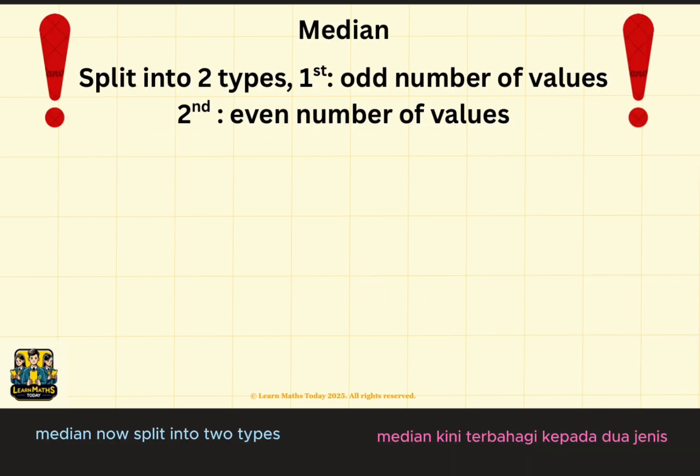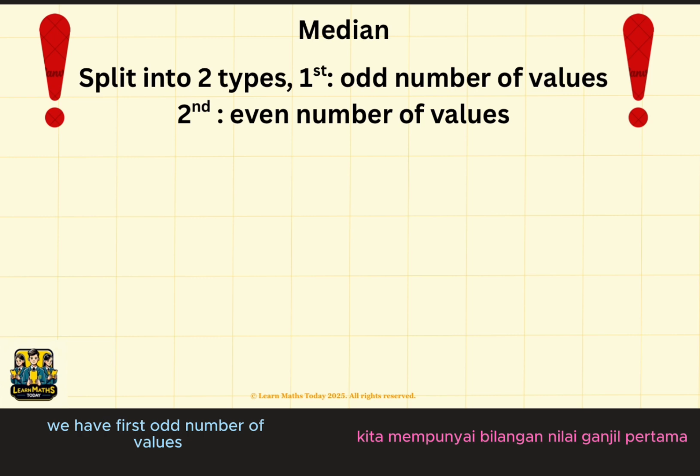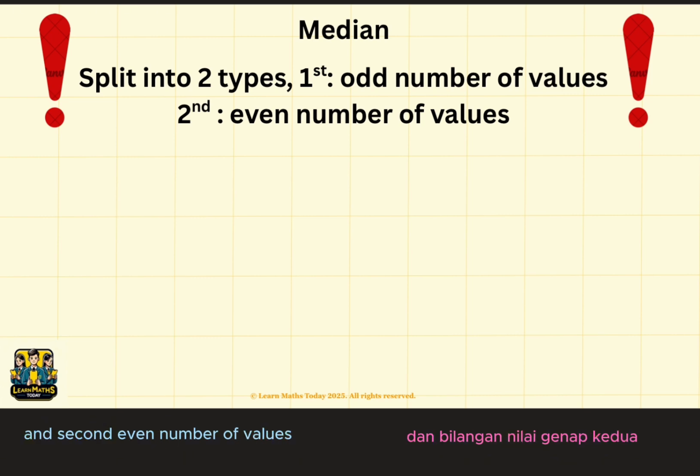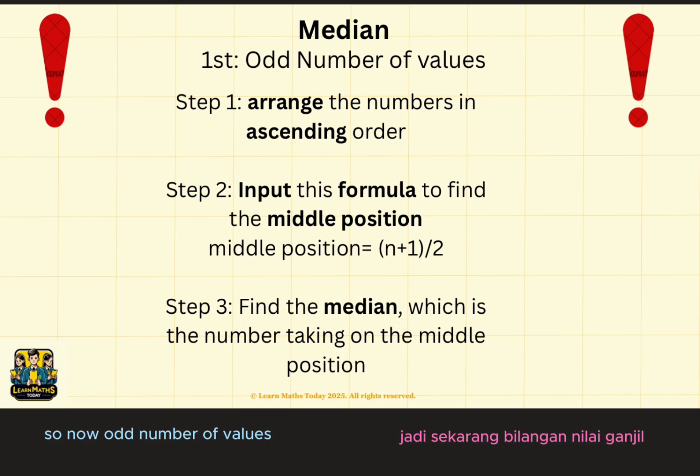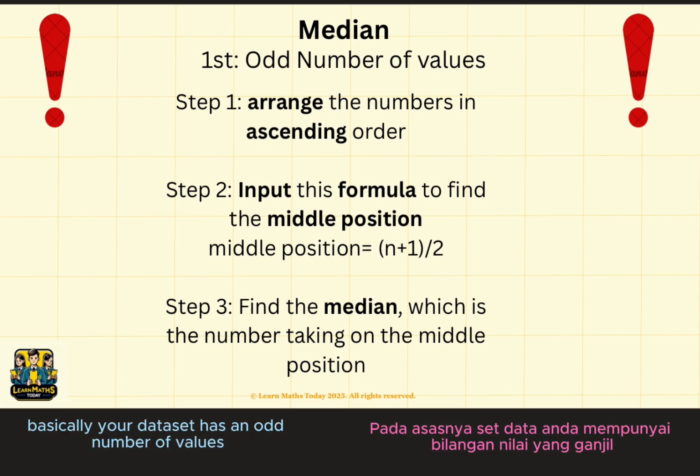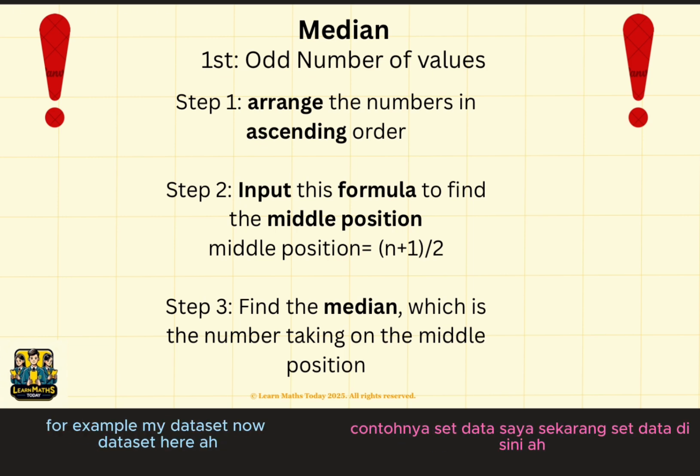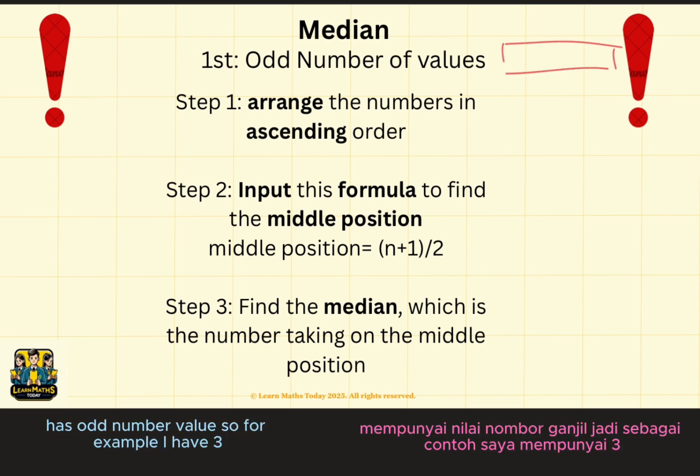Median is now split into two types. We have first, an odd number of values, and second, an even number of values. I'll explain what that means later. So now, odd number of values. Basically, your data set has an odd number of values. For example, my data set here has an odd number of values.